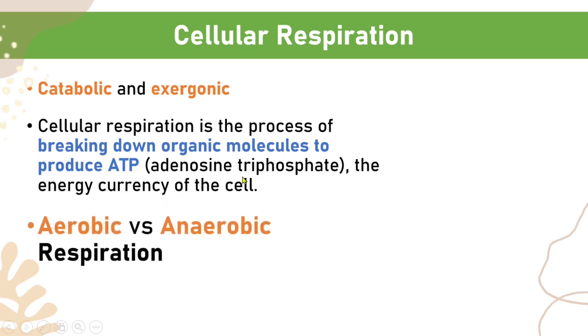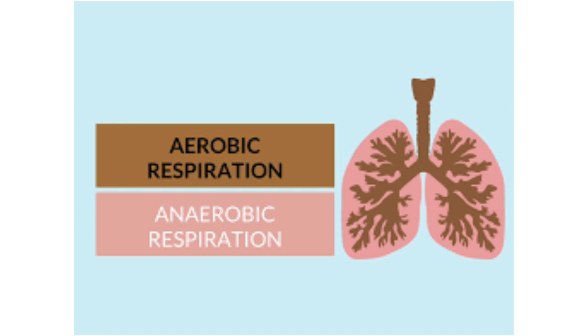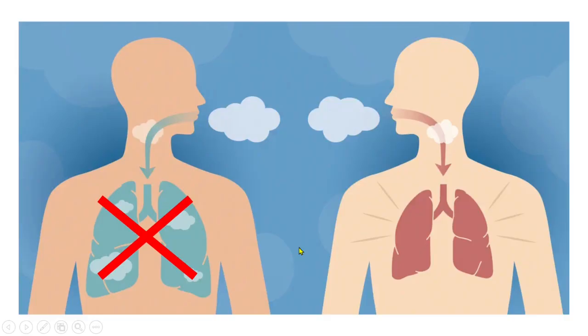Now, there's another term we have to take note of, which is aerobic and anaerobic respiration. Very familiar to us. Aerobic respiration is simply respiration with oxygen, while anaerobic respiration is respiration without oxygen. So here's an example of that. When we can't breathe, or we have difficulty breathing, any such situation will proceed towards anaerobic respiration, because there is an absence of oxygen here.